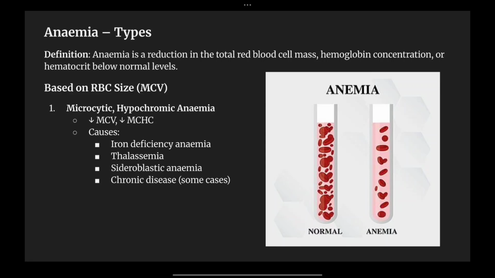So based upon the RBC size, you can classify anemia into various types. The first type is microcytic. As the name says, micro, smaller. So the RBC size is smaller compared to the normal levels. Microcytic is also called hypochromic. Hypo, less, chromic is a blood, hypochromic anemia. Now there are decreased levels of MCV and decreased levels of MCHC.